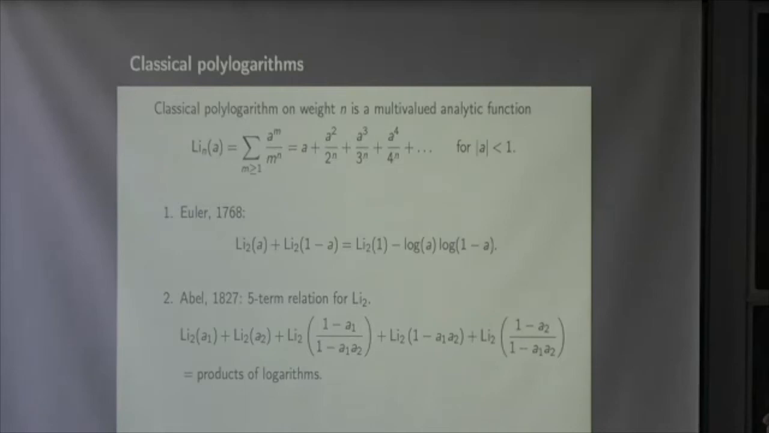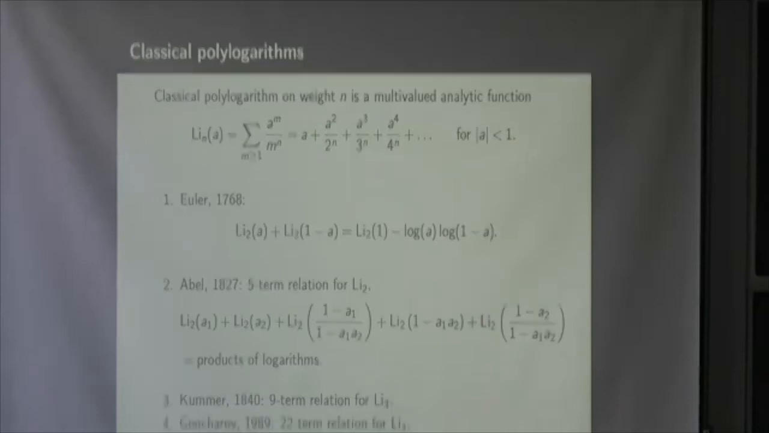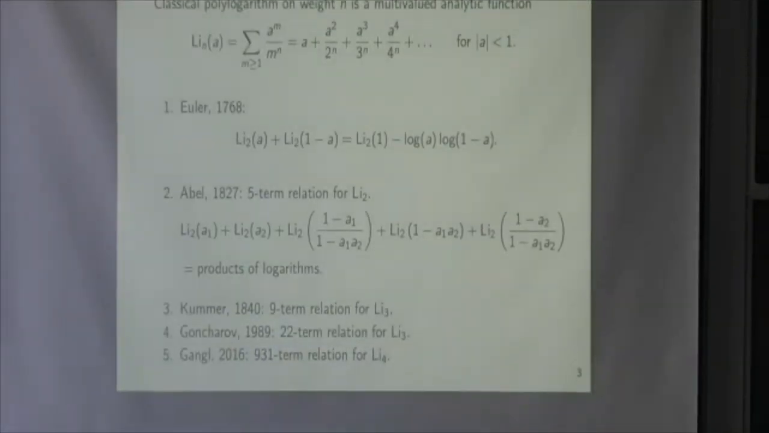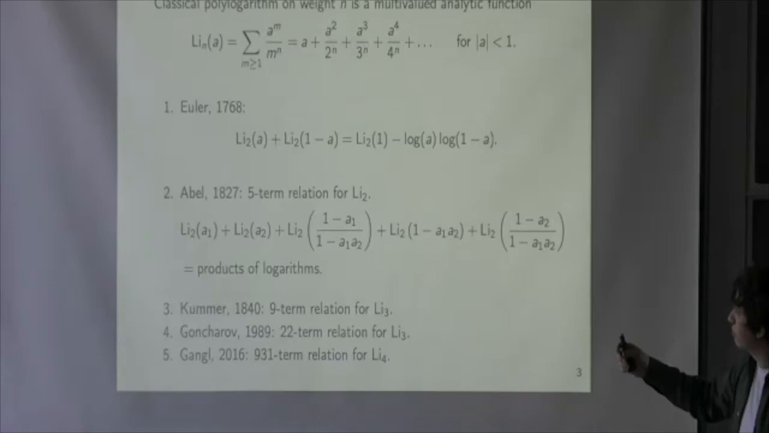Then Kummer continued to study that, and he found a certain 9-term relation for the trilogarithm, which is already more horrifying. And the next big advance was in the late 20th century. Goncharov found a more general equation for the trilogarithm. Finding equations for the 4-logarithm was really hard. The simplest one, pretty general, has 931 terms, and it was found with brutal computer-aided research by Herbert Gangl pretty recently. For Li_5, no general equation is known.